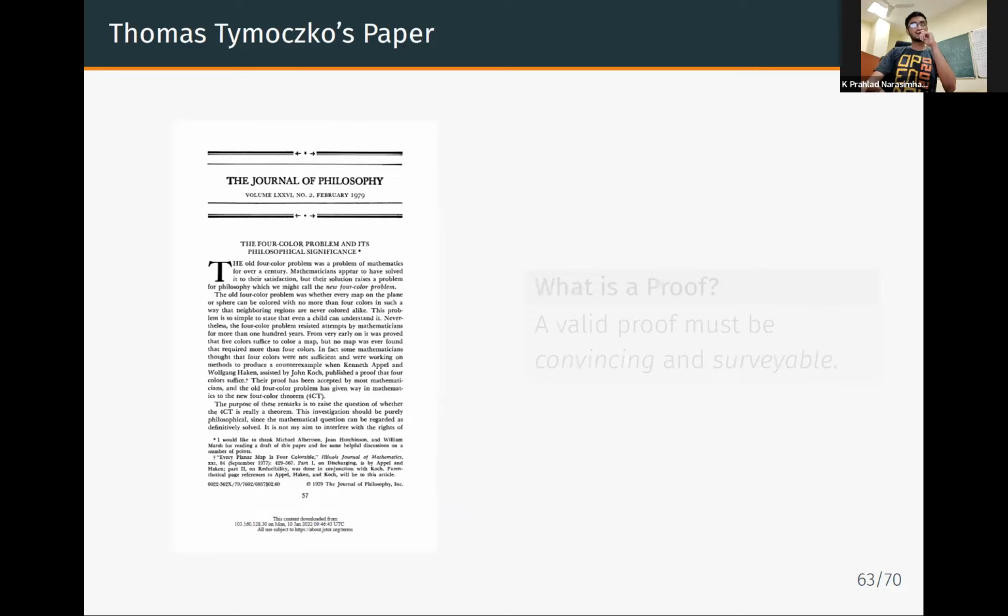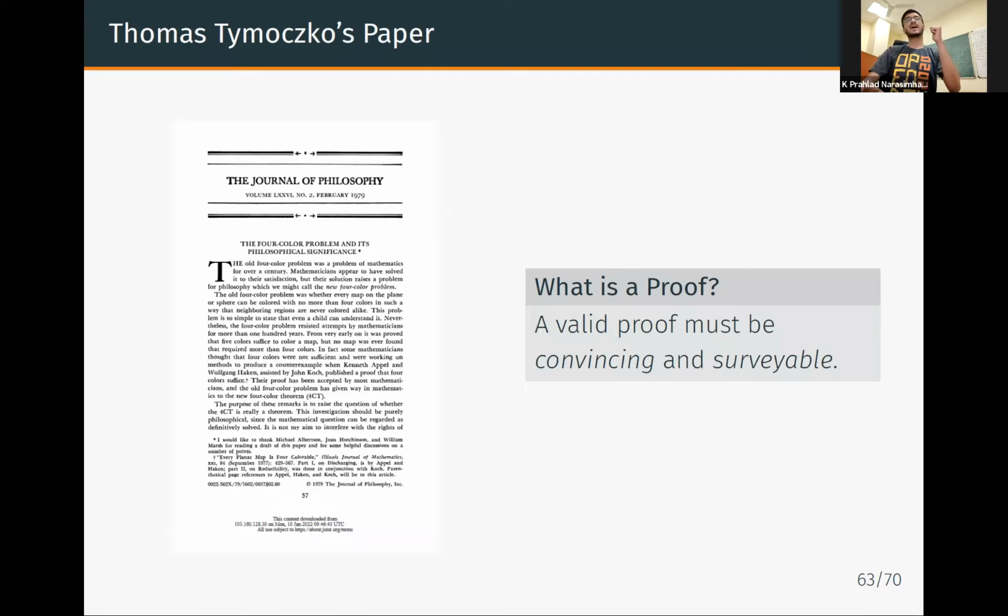And this started getting things from philosophy. So one of the things was from Timoko. Again, I'm probably completely mangling his name. He was a Russian philosopher who published this in the Journal of Philosophy, and he was talking about the philosophical implications of the four-color theorem, or the proof of the four-color theorem.